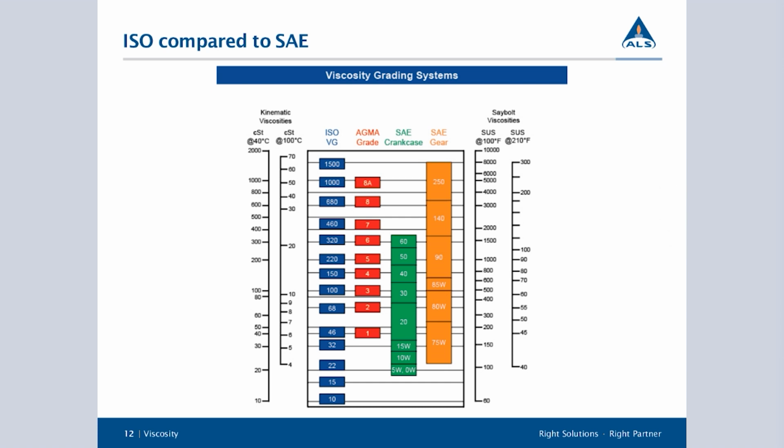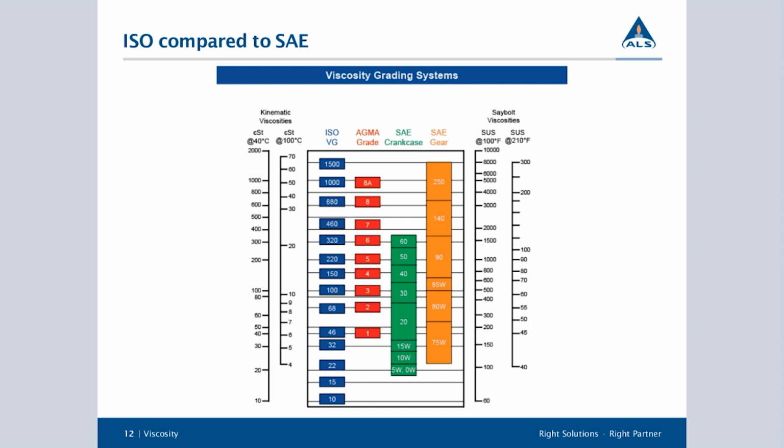Then we start to look at the systems together and how they can be related to each other. We can see that we have our ISOs over here. We start at 10 and work our way up to 1,500. You also see that we are looking at our centistokes at 40 degrees C and our centistokes at 100 degrees C. But you also have your ISO, your AGMA, SAE crankcases, and SAE gear cases. I probably should have mentioned it earlier, but ISO stands for International Standards Organization, SAE is Society of Automotive Engineers, and AGMA is American Gear Manufacturers Association.